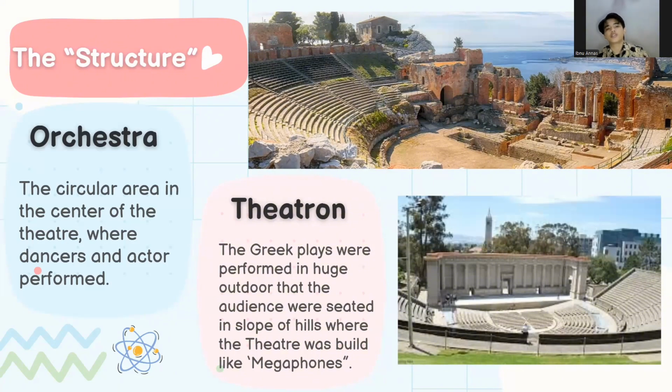The orchestra is the circular area in the center of the theater. This is the space where the chorus would sing and dance, and where the actors performed. The other one is the theater, the seating area for the audience. It was a semicircular shape around the orchestra, made of stone benches.